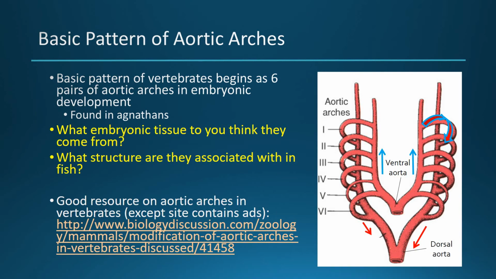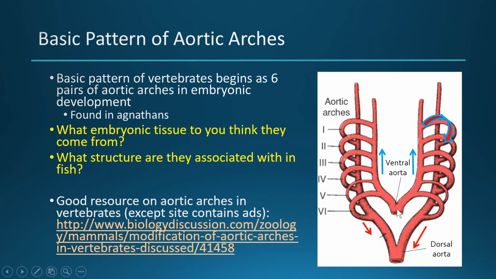The main focus of today's presentation has to do with these aortic arches. The basic pattern of vertebrates begins as 6 pairs of aortic arches in embryonic development. This is a prototypical example, which would be found in agnathans, those jawless creatures.